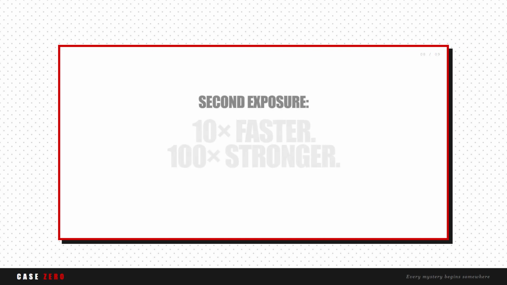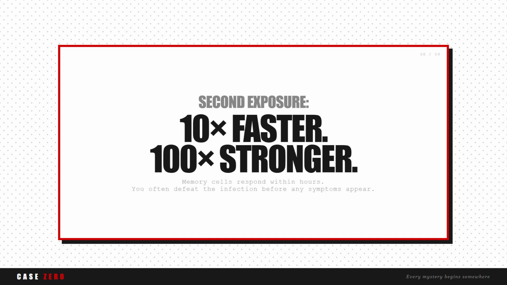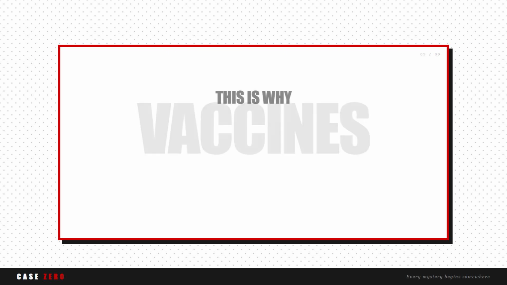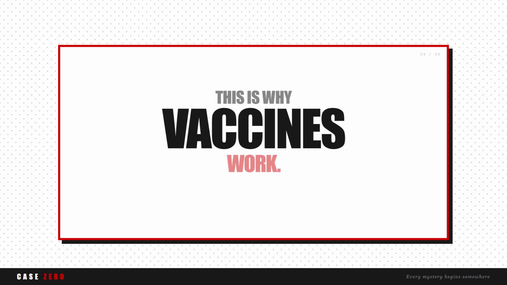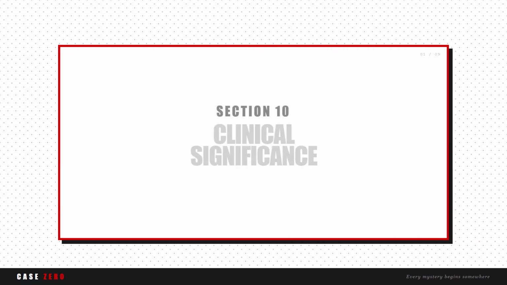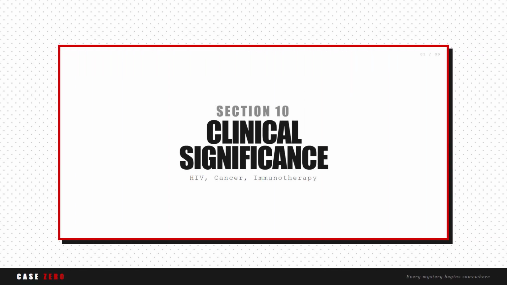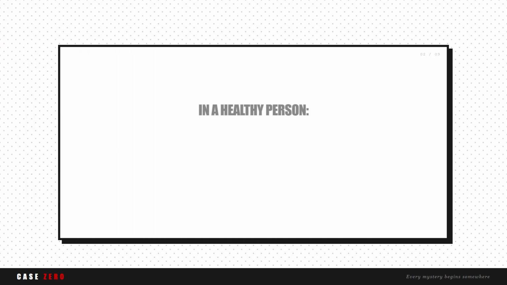CD4 memory supports faster, stronger coordination of secondary responses. CD8 memory delivers immediate cytotoxic activity on antigen re-exposure. This accelerated secondary response is the immunological basis of vaccination, and the reason some infections confer lasting natural immunity. In healthy individuals, the CD4 to CD8 ratio in peripheral blood is maintained at approximately 2 to 1. This ratio is clinically measurable, and its disruption is a marker of immune dysfunction.